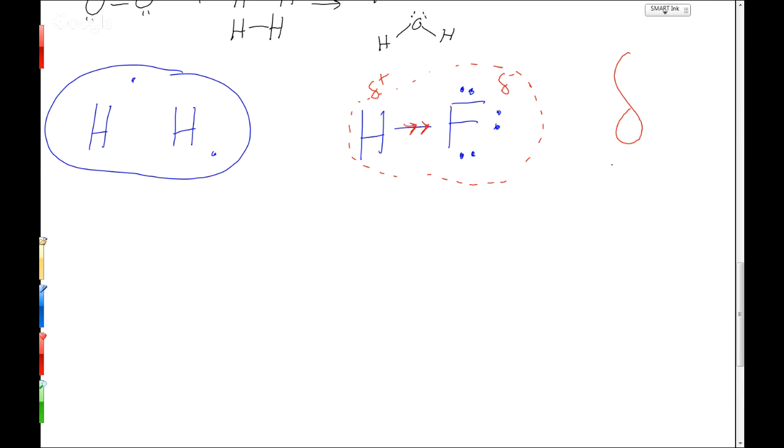All right. So that gives rise to something called polarity. Polarity means partial separation of plus and minus. If something is polar, it means it has 2 distinguishable sides, in this case a plus side and a minus side. And if you have a molecule that has that, it's called polar.